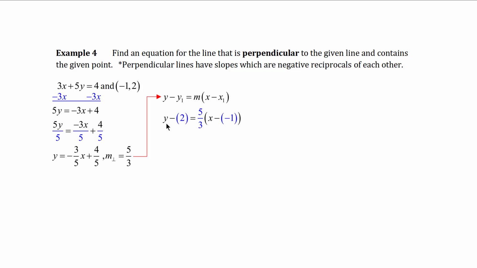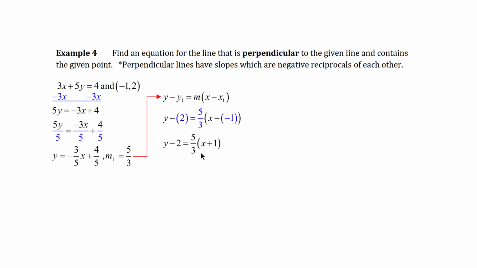So I have y minus 2 equals 5 over 3 times the parentheses x minus -1 close parentheses. On the right hand side, I just simplified the x minus -1 inside the parentheses as x plus 1, and then I brought down the 5/3. On the left hand side, I just brought down the y minus 2. So the result is y minus 2 equals 5 over 3 times the parentheses x plus 1 close parentheses.